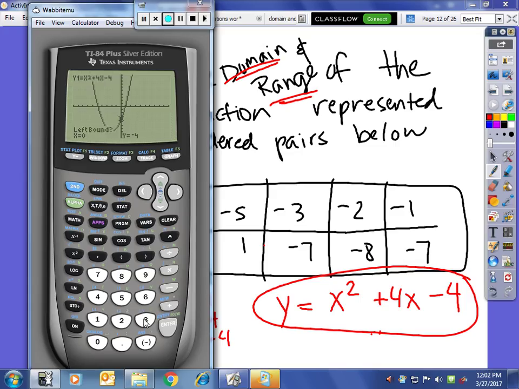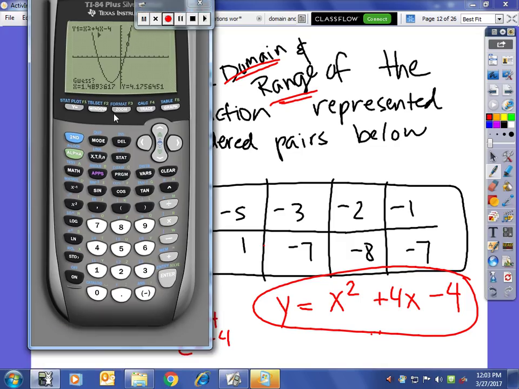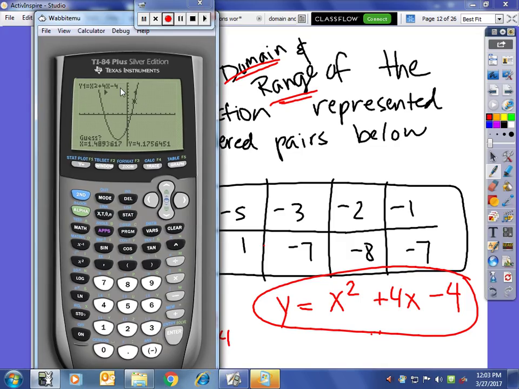It's going to ask you for a left boundary and a right boundary. When it asks for a left boundary, just make sure your little blinky thing is to the left of the vertex and hit enter. Then it wants a right boundary. Make sure your little blinky thing is somewhere to the right of the vertex and hit enter. Make sure that vertex is in between your little arrows, and then when it says guess, hit enter.